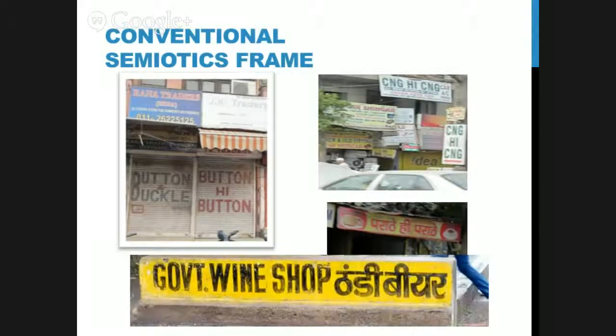This one says button hi button. This one is CNG hi CNG, and parathe hi parathe. So this X hi X construction is used to say a lot of whatever you're saying. So this, for example, is so many buttons, right? There's a lot of buttons at the store. And the same thing here. So CNG, compressed natural gas, this is used by a lot of taxi drivers and auto rickshaw drivers.